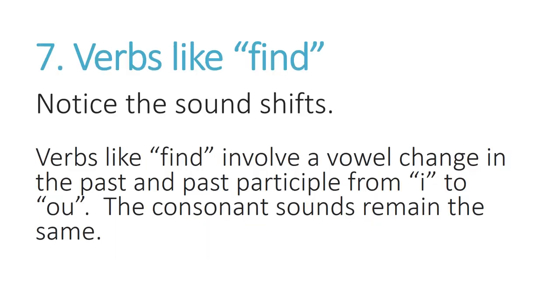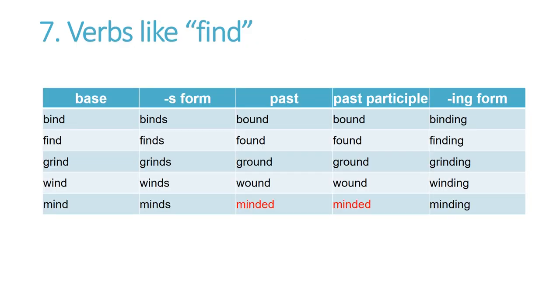With verbs like find, you'll need to pay attention again to the sound shifts. And you'll see the sound shifts here. With verbs like find, they involve a vowel change in the past and the past participle from I to ow. The consonant sounds remain the same. Let's look at some examples. Bind, bound, bound. Find, found, found. Grind, ground, ground. Wind, wound, wound.